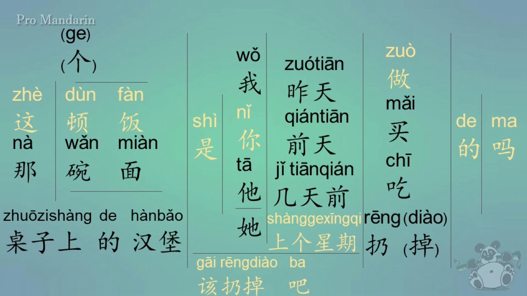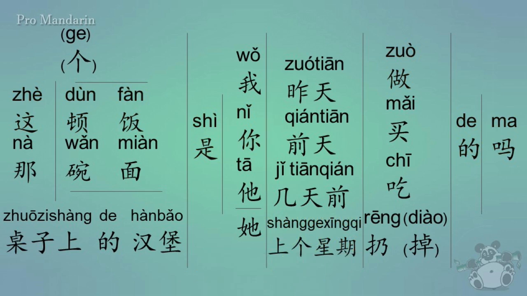Now, one other way of saying this is by putting a 了 right before 吧. 该扔掉了吧? Now, in this case, it's kind of like saying it's about time to throw it away, or it's about time that it should be thrown away, something like that. So hopefully that little bit helps as far as when you're trying to give suggestions and things like that.